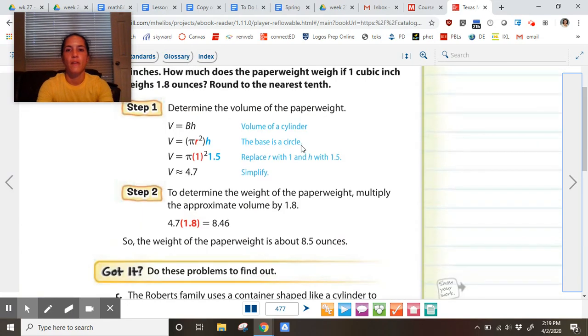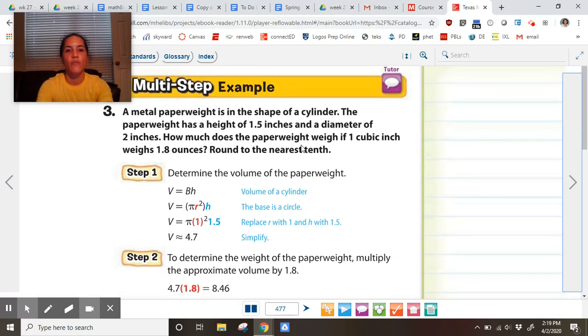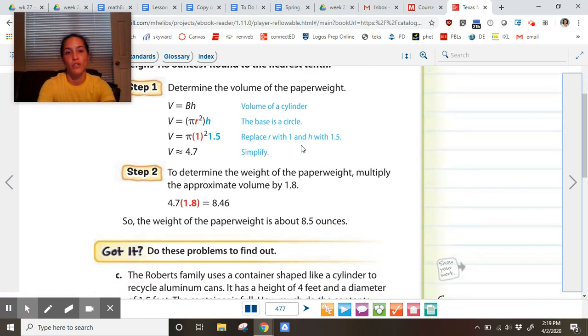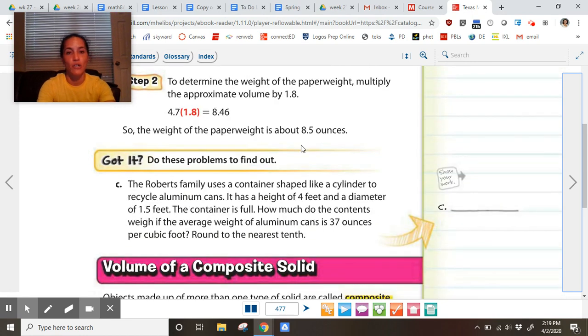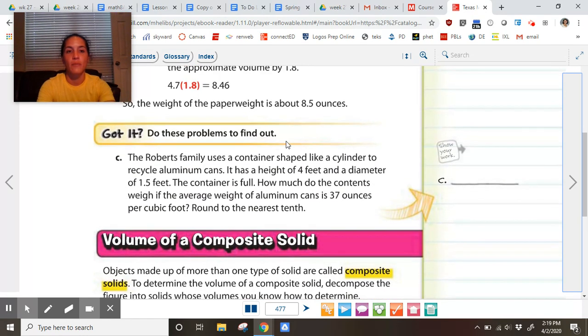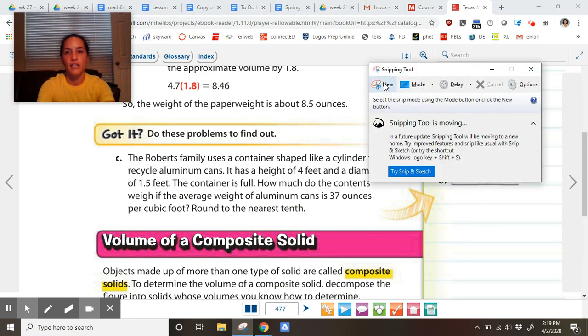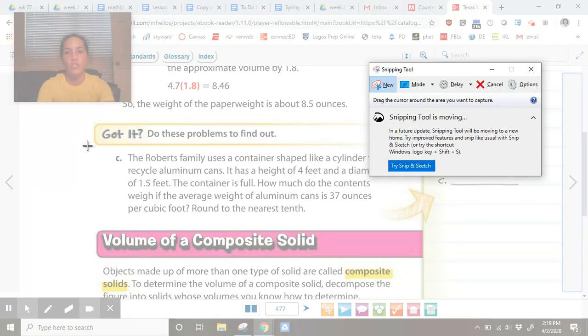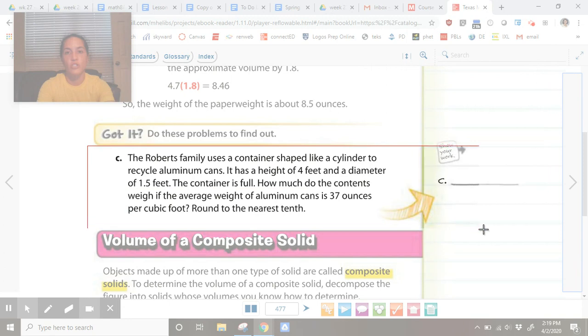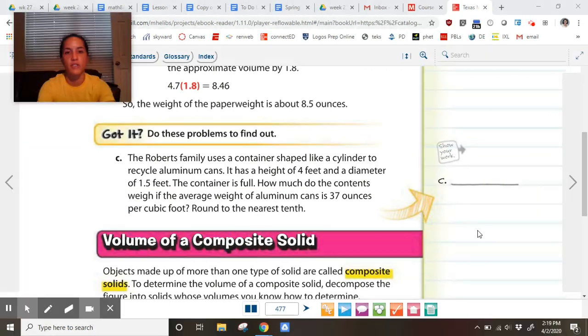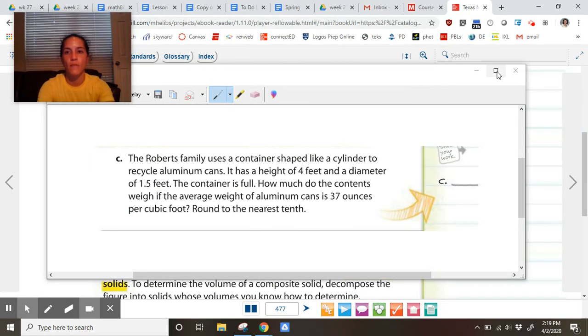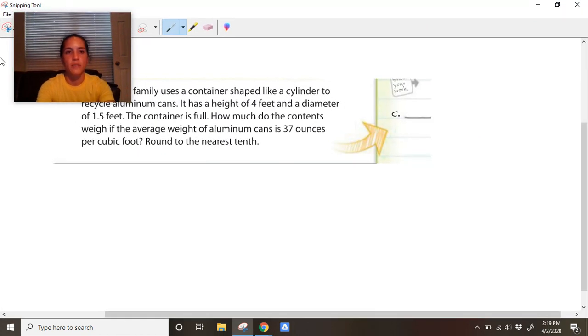At the top, it's showing you a multi-step example, and it's already worked out for you. I'm not going to sit here and read it to you. I am going to help you with C though, because I'm not going to waste your time and mine reading that one when you could read it. I need to have some extra space.